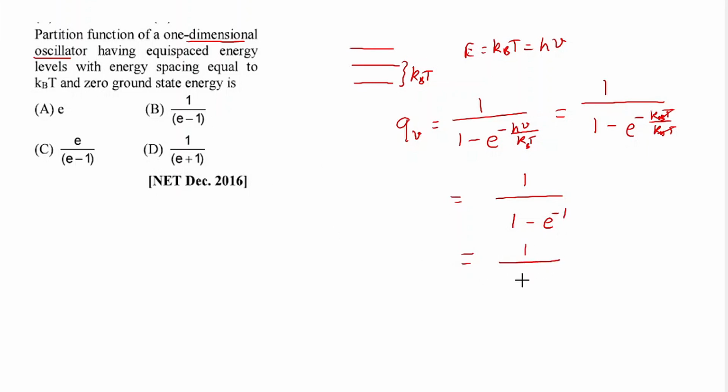So with this we could write it as 1 minus 1 upon e, and this will be multiplied over here and go into the numerator, so e upon e minus 1. So this will be our final answer, that is e upon e minus 1, and option C is the correct answer. So this is also a very simple problem. Moving on to the next problem.